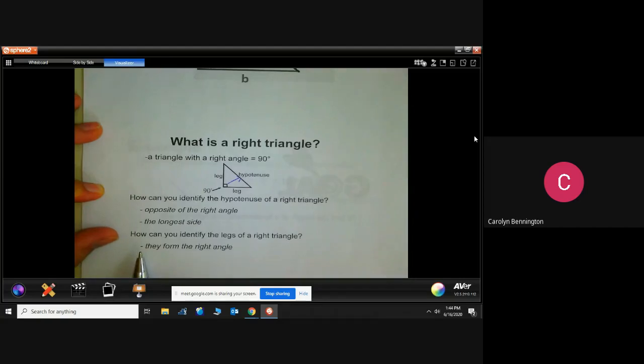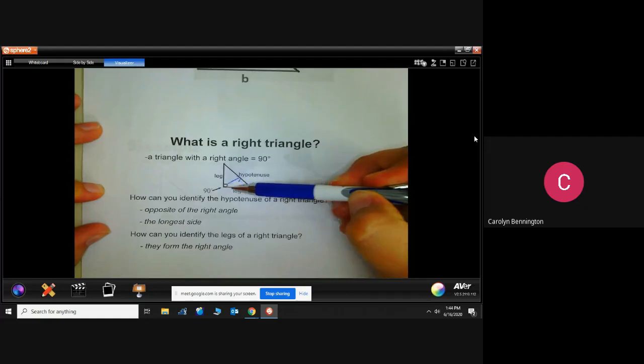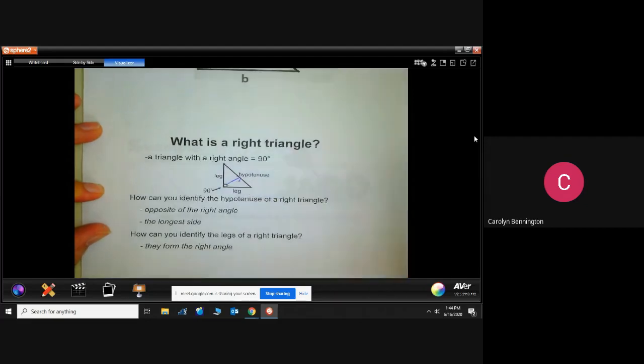The other two sides are called the legs of the triangle. The legs of the triangle are the two sides that actually form the 90-degree angle. So our first leg joins with our second leg and they create the 90-degree angle.